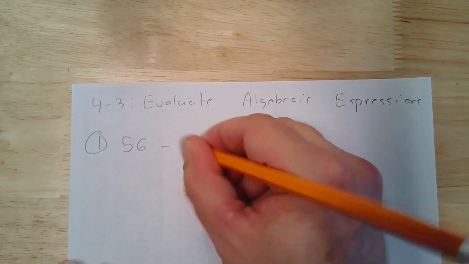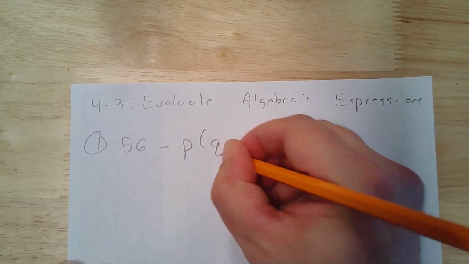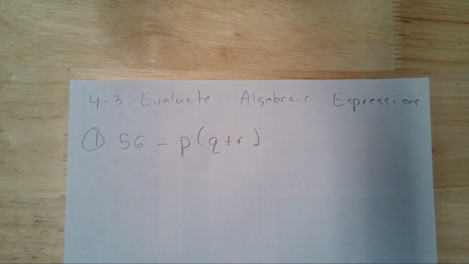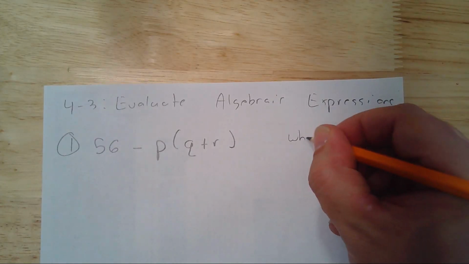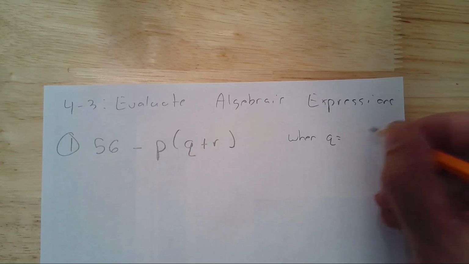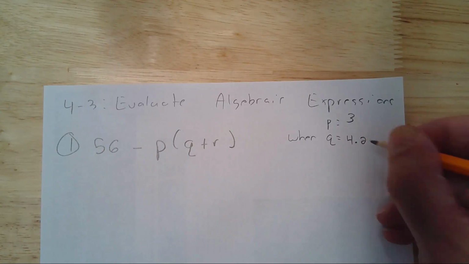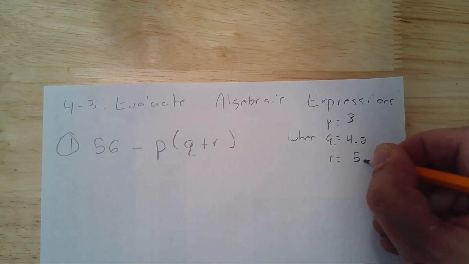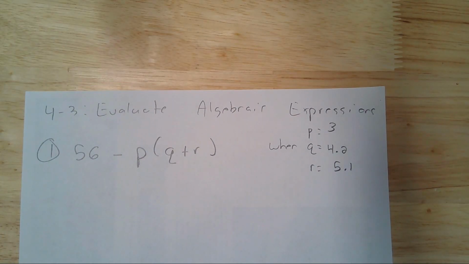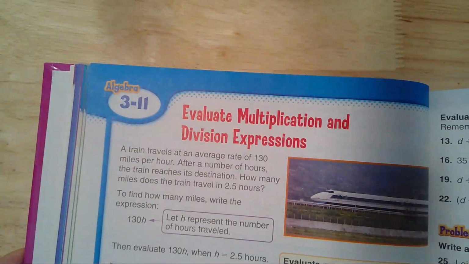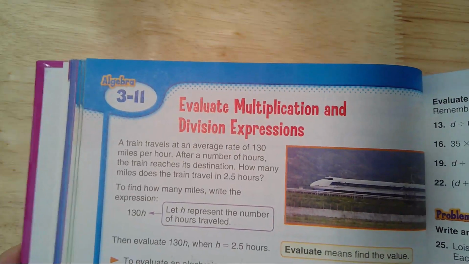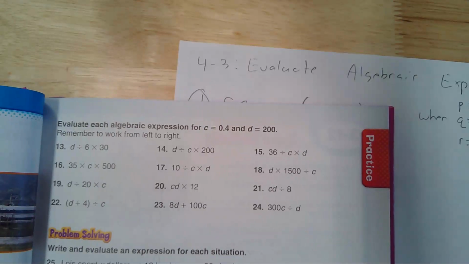So 56 minus P, Q, and we're not to sticks yet. So this is what I see here. Then next to that, I see when P equals 3, and Q is 4 2/10, R is 5 1/10. So this is generally, remember 311 here? Yeah. Did we play the song? Yeah. Great. That's good.